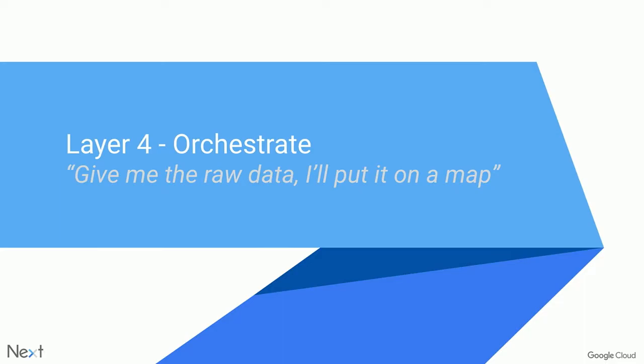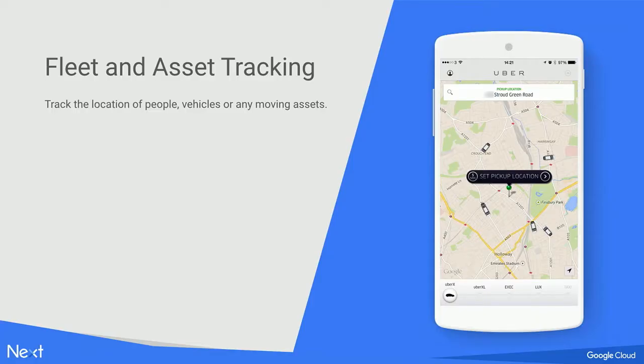All right. So we've gotten to the point where we've done some integration, but I've had developers come and tell me, but Anchor, I just want the raw data. You know what? I will manage everything. I want to do it. I want to control everything. I want to be the orchestrator of all of this. So let's look at an example in fleet and asset tracking.